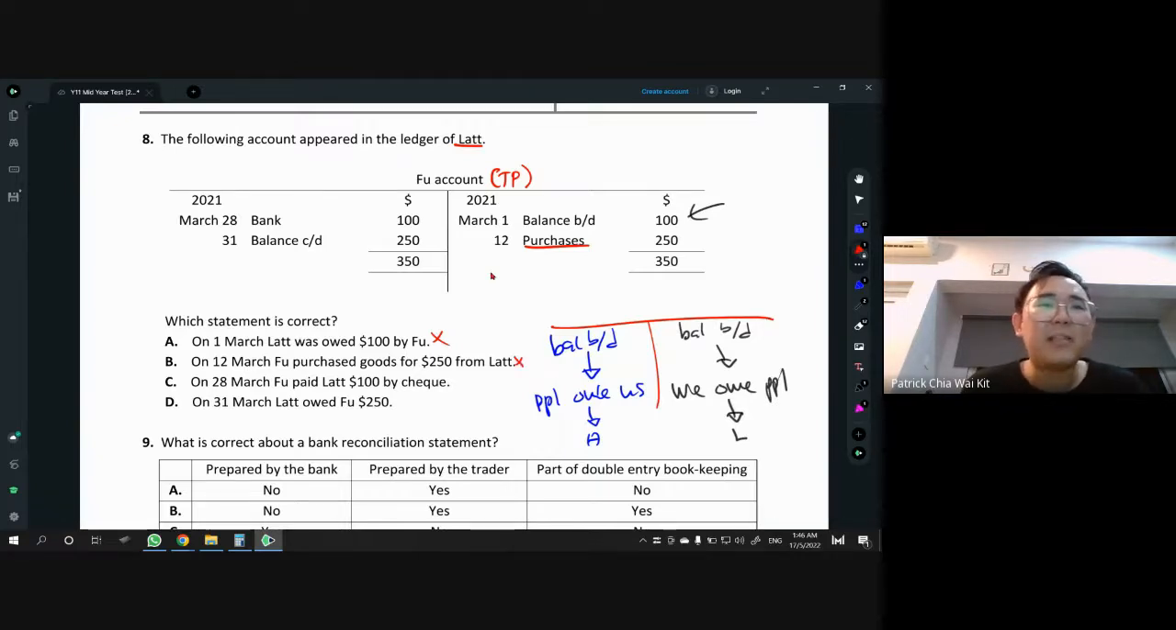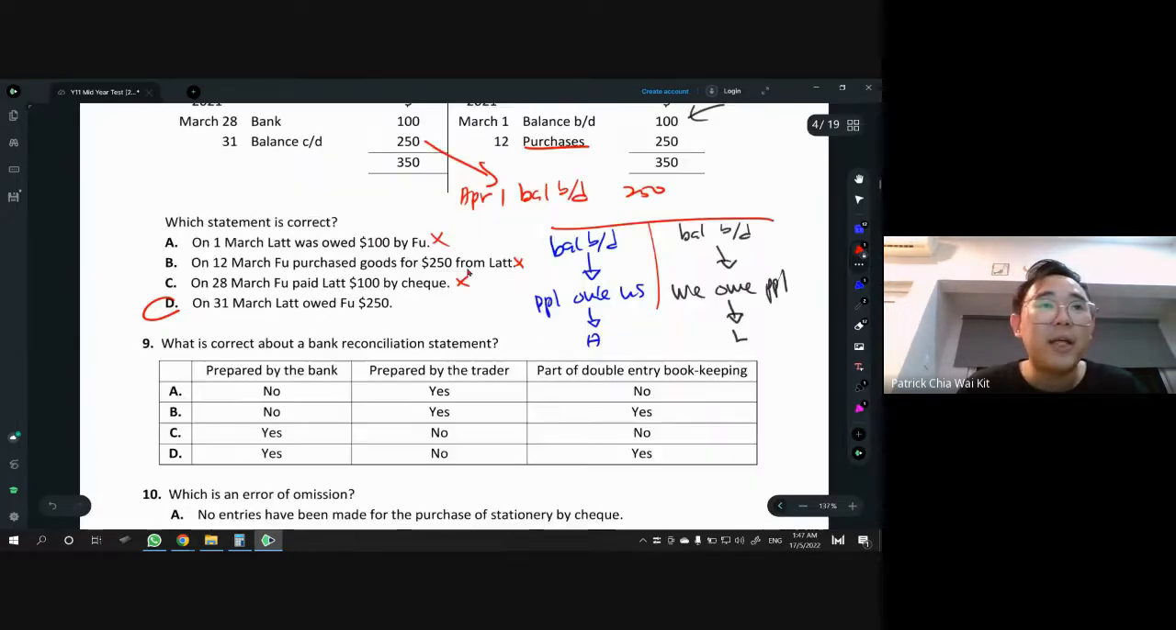C, on 28 March Full paid LUT 100 by check. Is it Full paid? Definitely no, because Full is a supplier. How would a supplier pay the customer? Doesn't make sense. So the answer is D. So on 31st March, LUT owes Full. As you can see, CD and then BD, that means you see balance BD on the right side, 250, and if you bring down, it becomes April 1st. So balance BD on the right side means we owe people. So LUT owes Full, correct? LUT owes Full. Okay, next one.